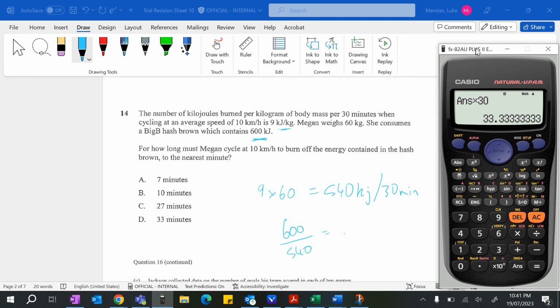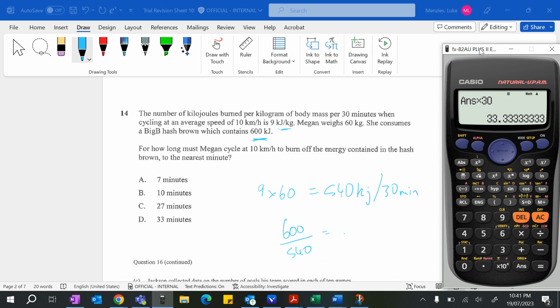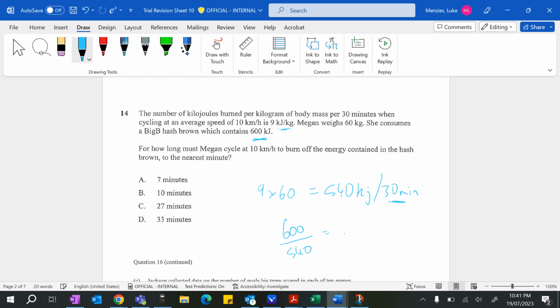Okay, so the reason we multiply by 30 is because we're talking about every 30 minutes. We know how many lots of 30 fit in there. So the answer is 33.33 minutes, which is answer D.